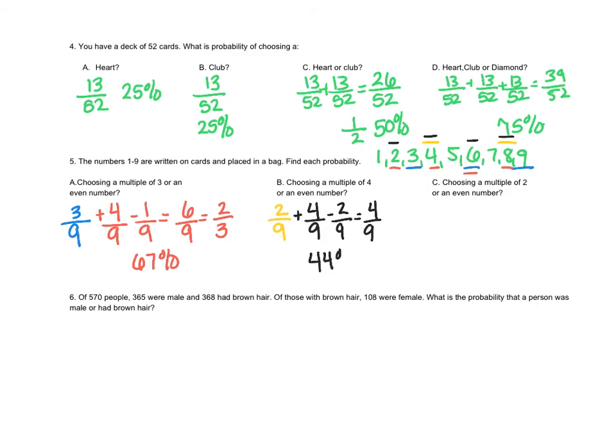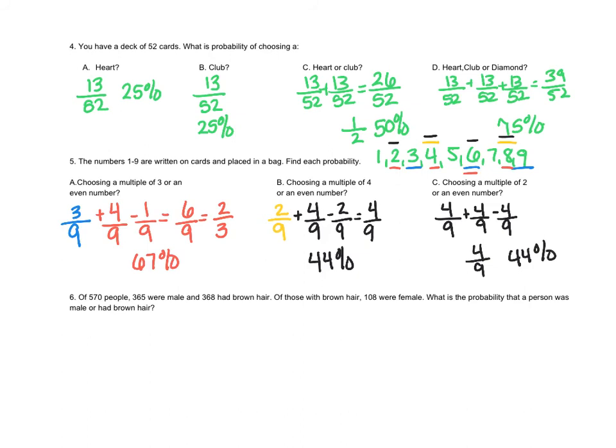So we have a 4 out of 9 chance, which is 44%. Choosing a multiple of 2 or an even number. A multiple of 2 would be 2, 4, 6, or 8. So that's 4 out of 9, or an even number. That's all of them. So 4 out of 9, 44% chance.